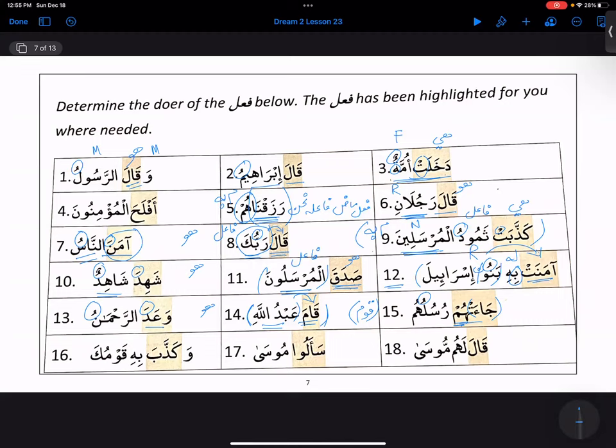Okay, so do we have an outside doer? Yes. Where is it?